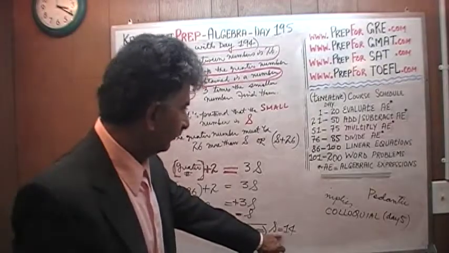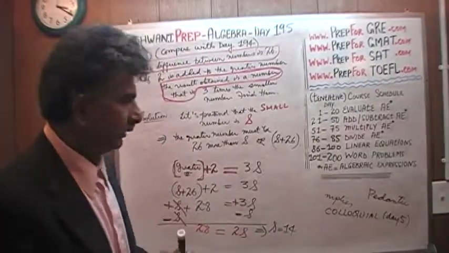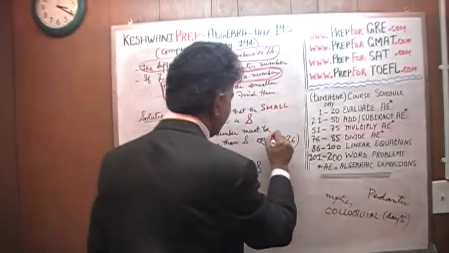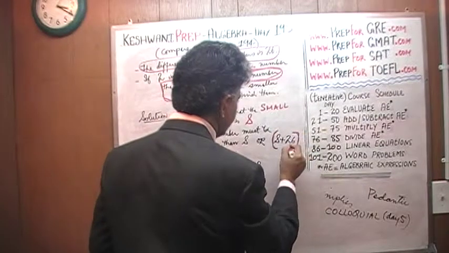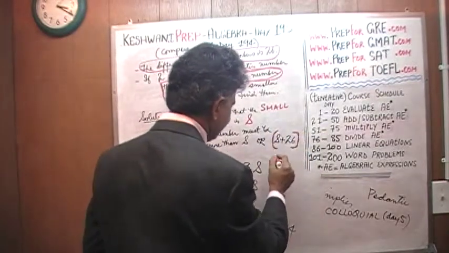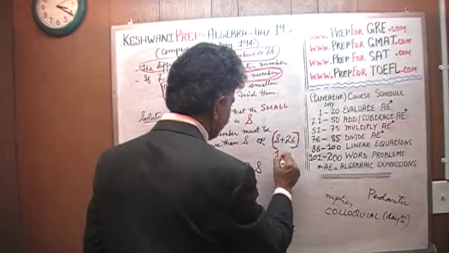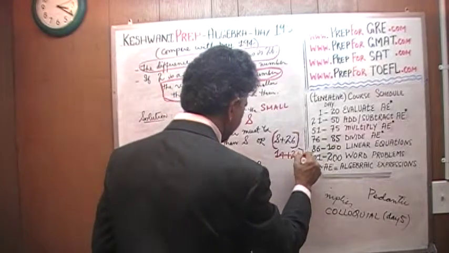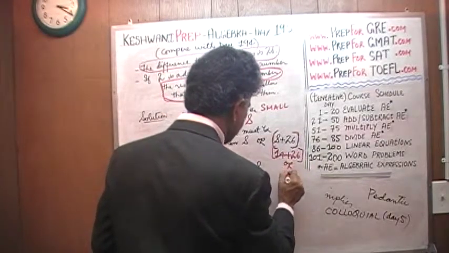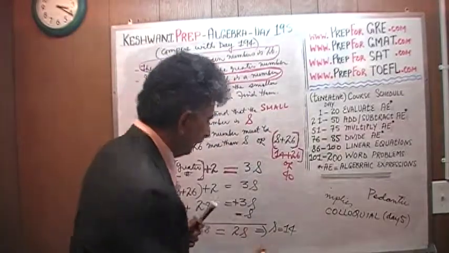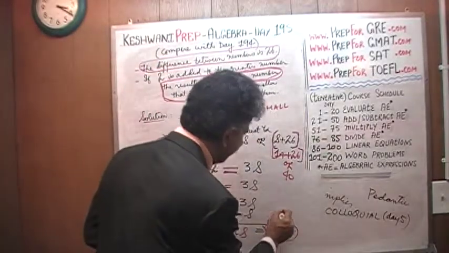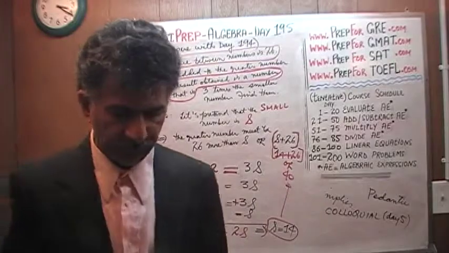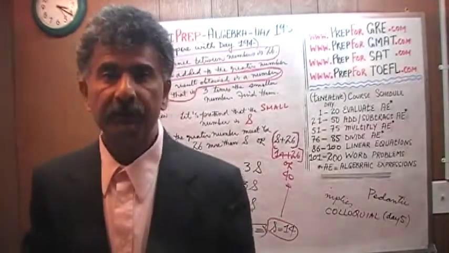Now if s equals 14, then the large number, which is 26 plus s, or s plus 26, must be 14 plus 26, or 40. And s is 14. That is exactly what we found in our previous method.